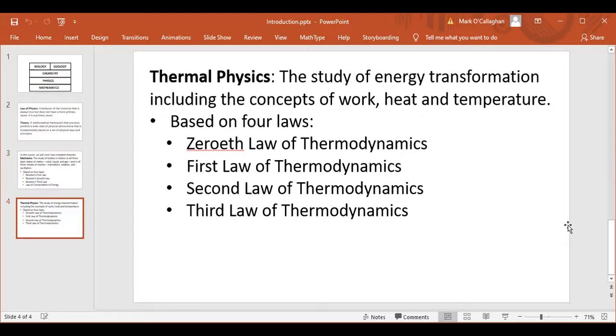There's that word energy again. We also talk about certain concepts called work, a form of energy, heat, another form of energy, and temperature. We'll find out that temperature is also related to energy as well. It is based on the 4 laws of thermodynamics: the 0th, 1st, 2nd, and 3rd. Again, in a wide range of phenomena, we're going to cover that in chapters 12 through 15. All of it is applications of just 4 laws.